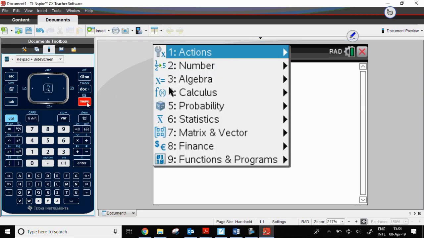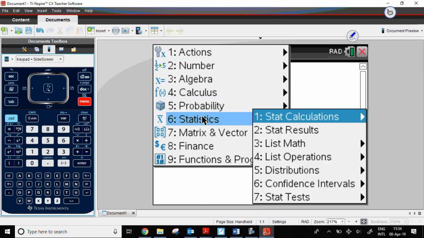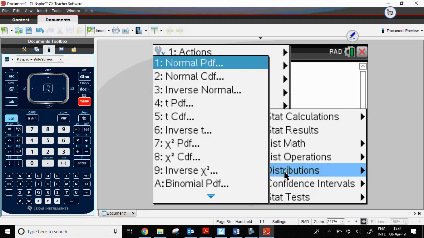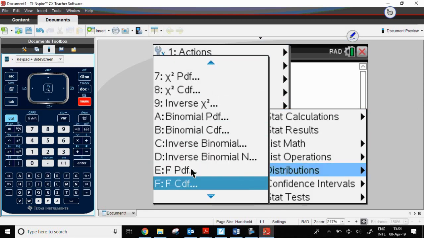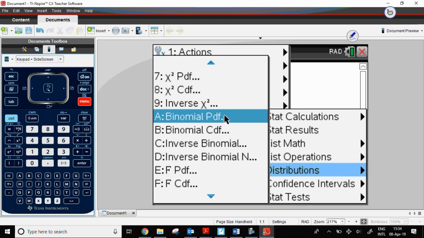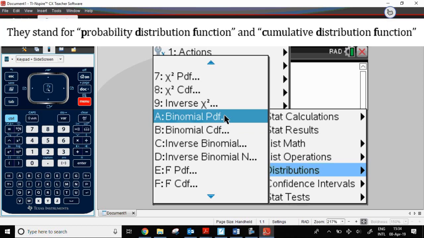So I'm going menu, I'm going statistics. This is a statistics problem, right? I'm talking about a binomial distribution. So I'm going here, and then I just got to look through this list. Now there's two things that say binomial. There's PDF and there's CDF. For our first problem, when it's the probability of finding a specific number of successes, we're using PDF. I like to pretend that the P stands for particular.